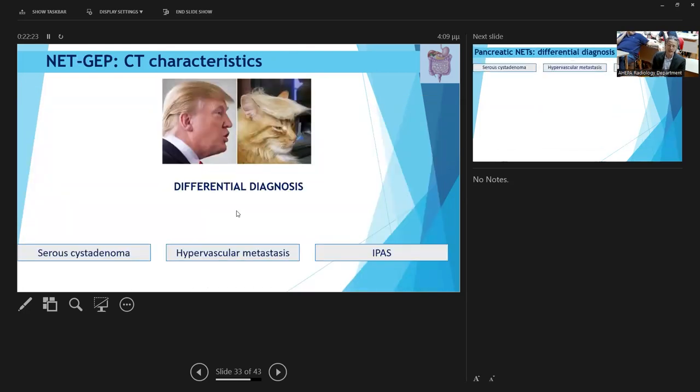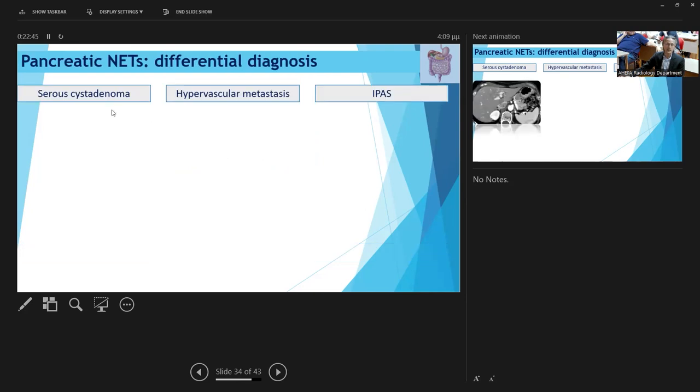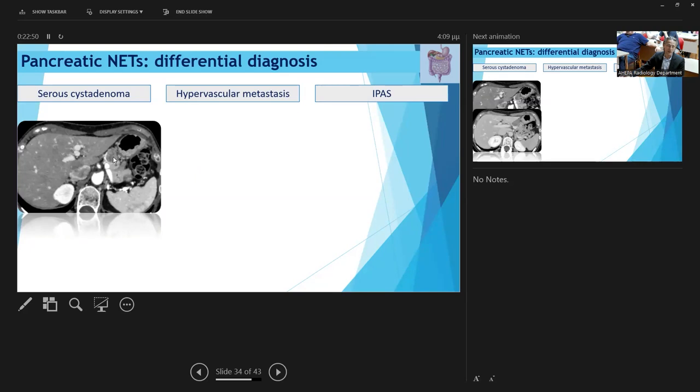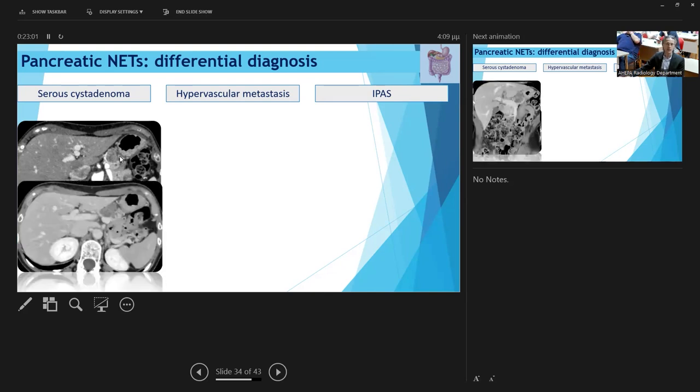Regarding the localization inside the pancreatic gland, we should make some differential diagnosis with three different entities that are quite common inside the pancreatic gland, represented by the serous cystadenoma, hypervascular metastasis, and intrapancreatic accessory spleen. Well, the serous cystadenoma is a cystic lesion, but in those cases of patients with microcystic appearance, the septa can be characterized by hyperenhancement, and so we should consider the differential diagnosis with neuroendocrine tumor.